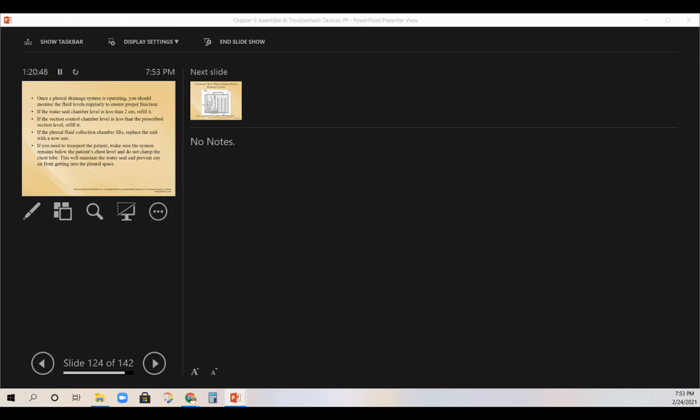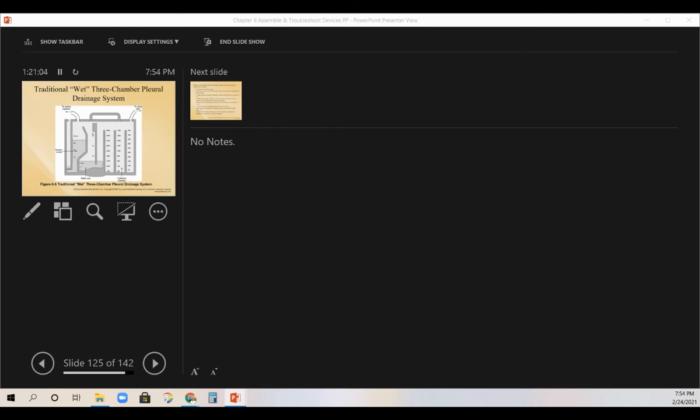If you need to transfer the patient, make sure the system remains below the patient's chest level and do not clamp the chest tube. Because if you clamp the chest tube, what's going to happen? It's going to create pressure, right? Keeping it unclamped will maintain the water seal and prevent any air from getting into the pleural space.